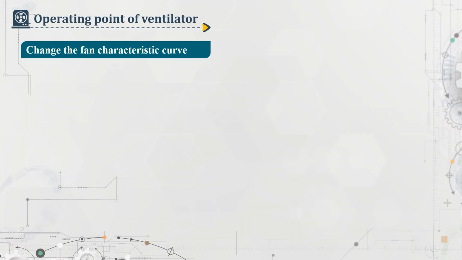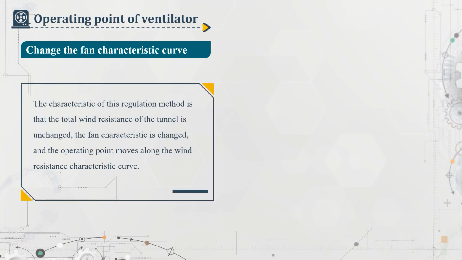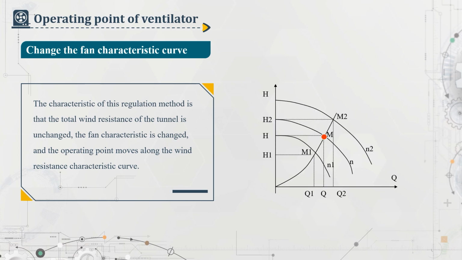Changing the fan characteristic curve. The characteristic of this regulation method is that the total wind resistance of the tunnel is unchanged. The fan characteristic is changed, and the operating point moves along the wind resistance characteristic curve.